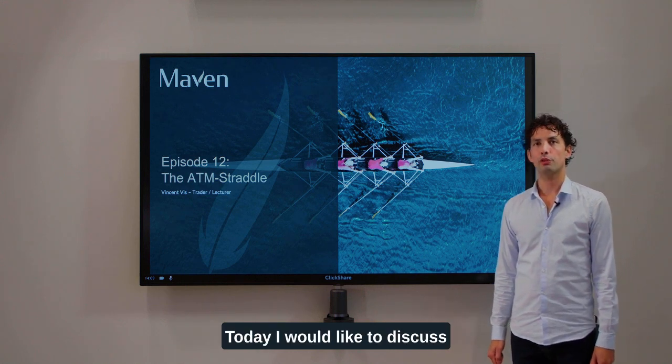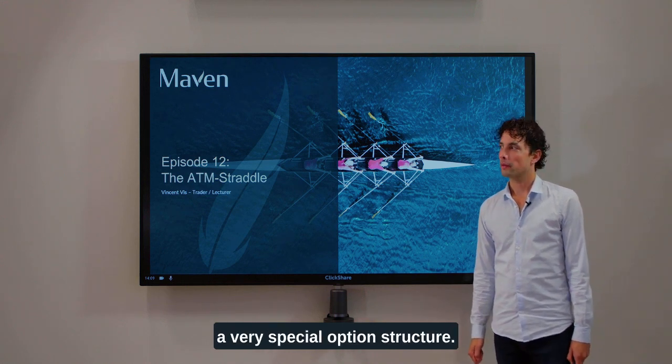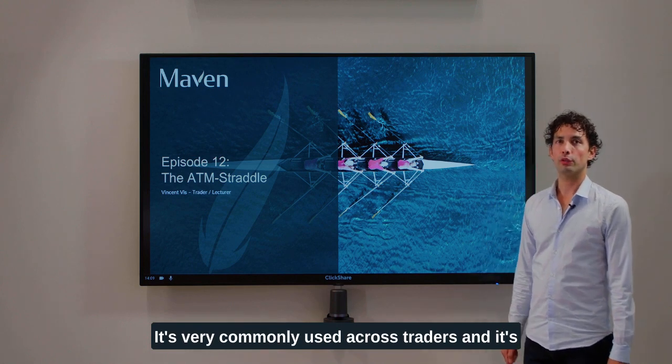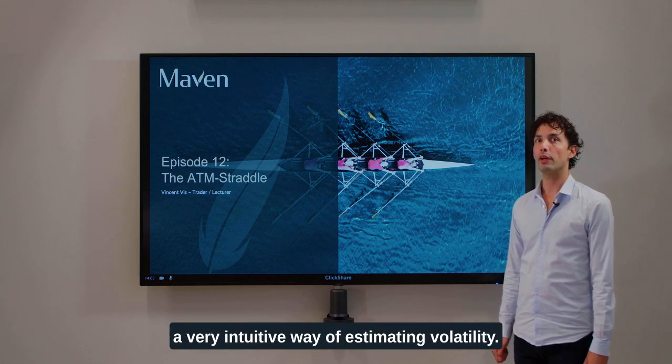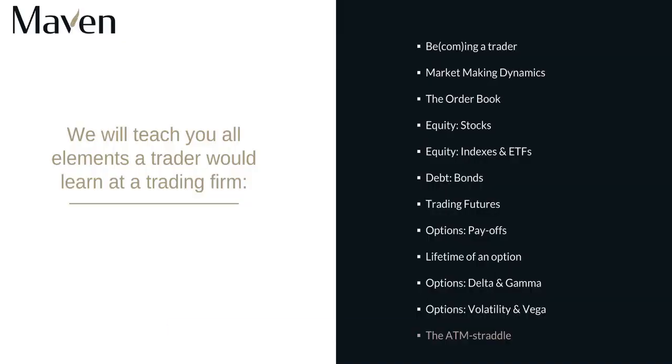Today I would like to discuss a very special option structure. It's very commonly used across traders, and it's a very intuitive way of estimating volatility.